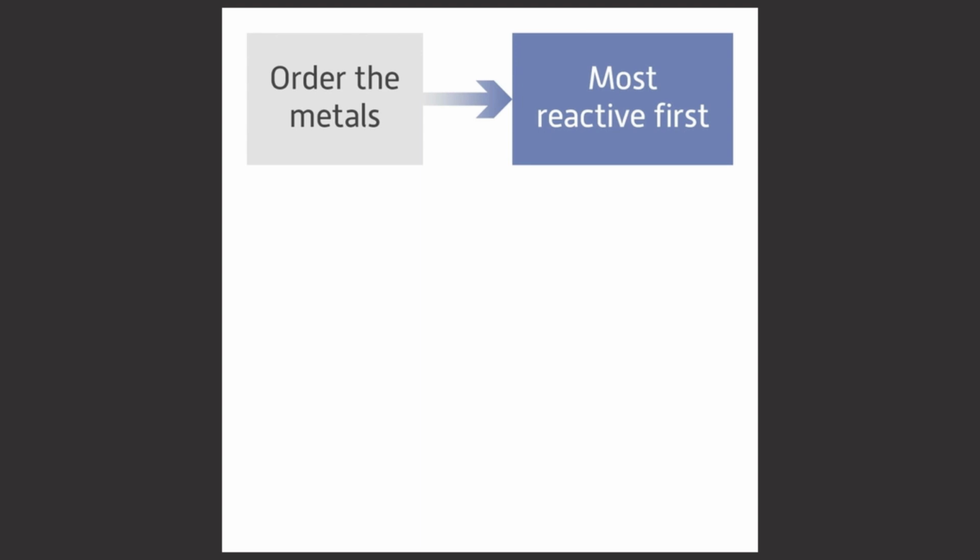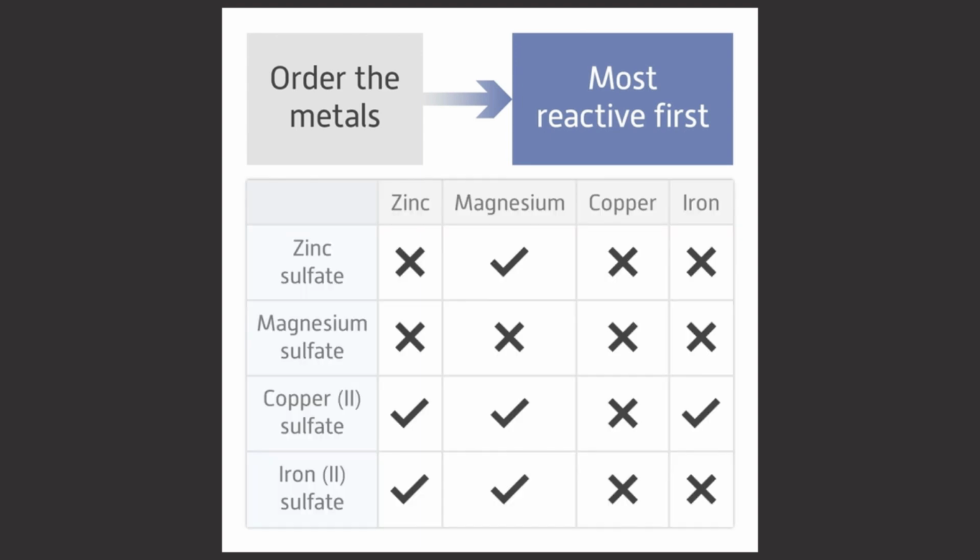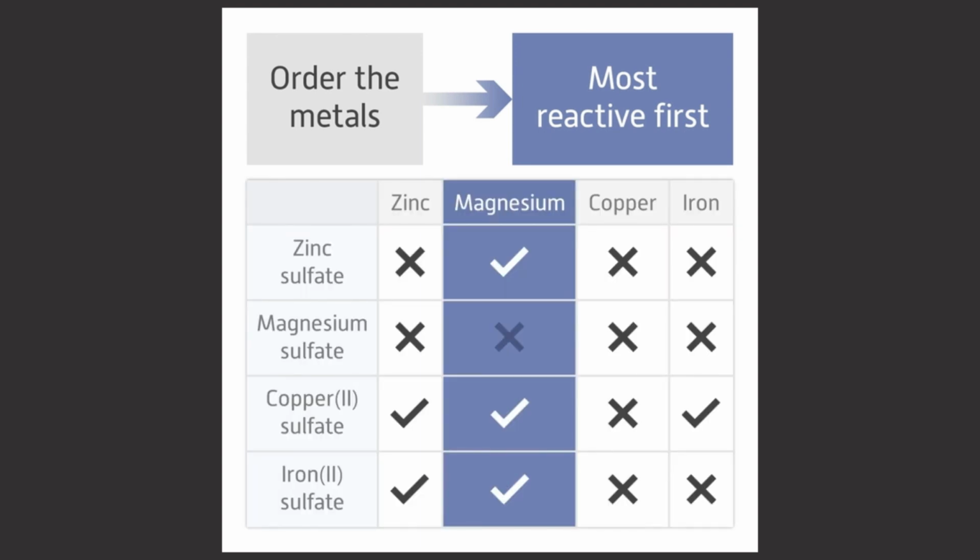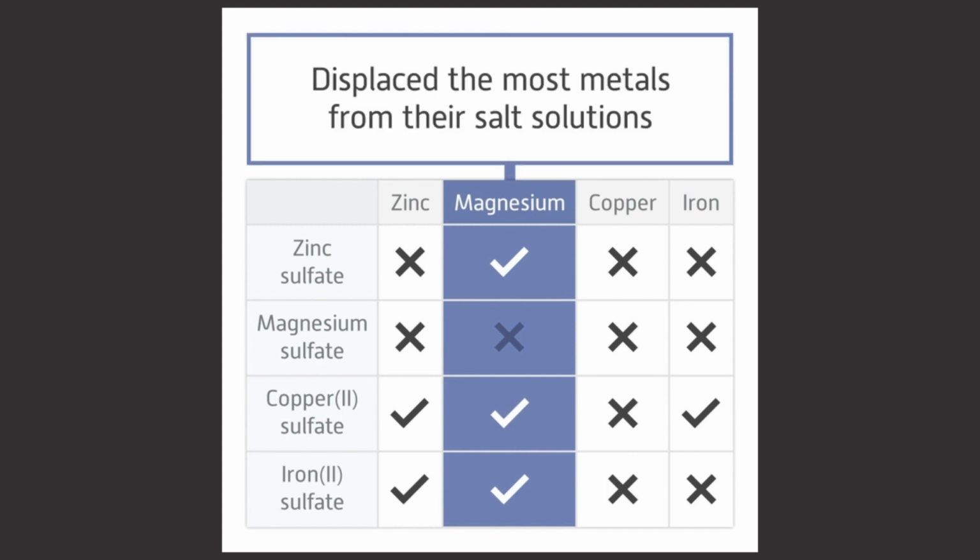You can now order the metals, putting the most reactive first. This is easy to spot. The most reactive metal is the one with the most ticks in the results table. This is because it displaced the most metals from their salt solutions.